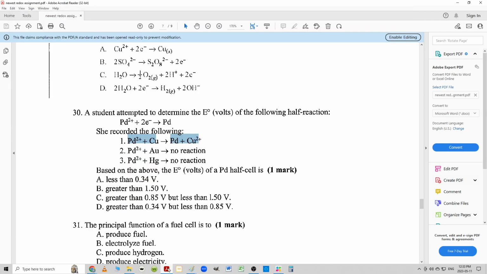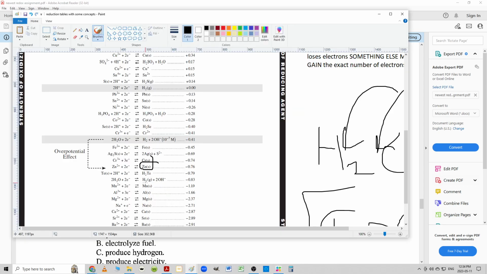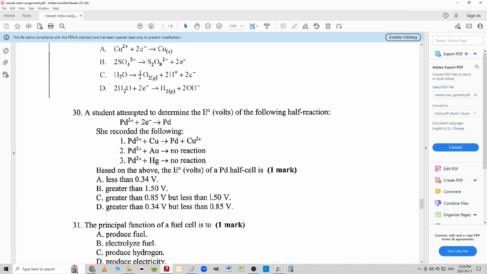I'm going to go back to the question. So that means Au would be above it, Hg would be above it. So we have to look at Au and Hg because obviously Pd2 plus is not going to be on our chart. We know it reacts with Cu2 plus, so it's going to be above Cu2 plus but below Au and Hg. So that gives us roughly a range. So it's going to be above Cu2 plus.